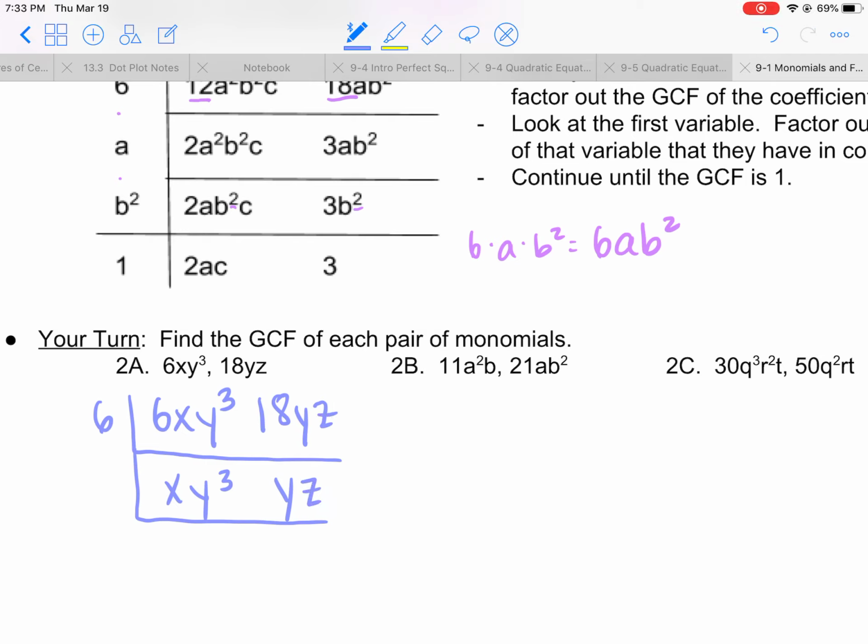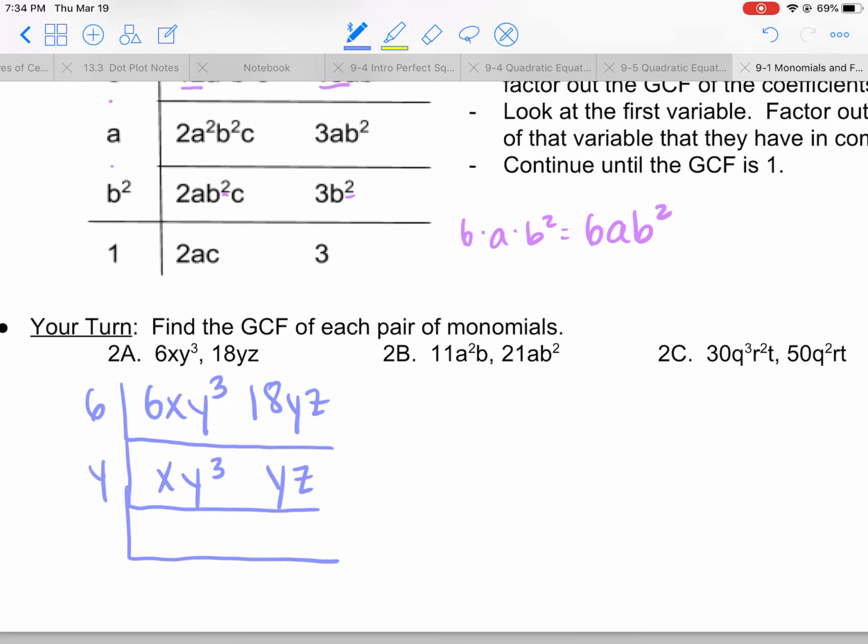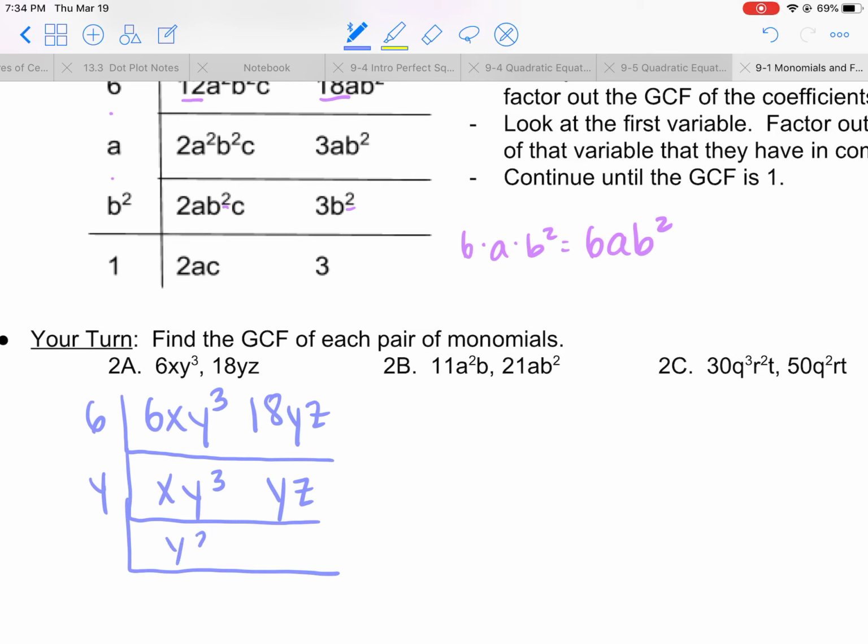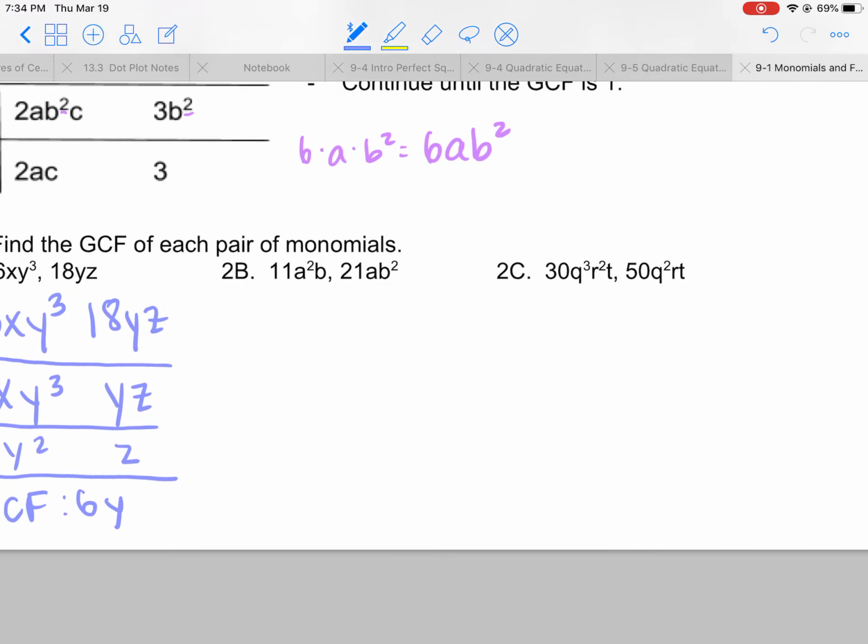So it's important to start with my first variable listed. There is no x, so I can't pull out an x, but I can pull out one y. And then I'm left with y squared times x, and then just a z. There is no z there, so my GCF is just 1. So the GCF of this one ends up being 6y. So that's using the ladder method.